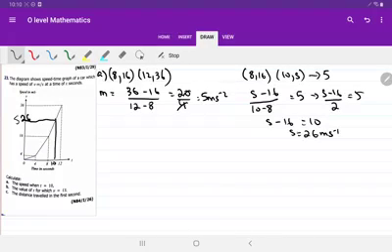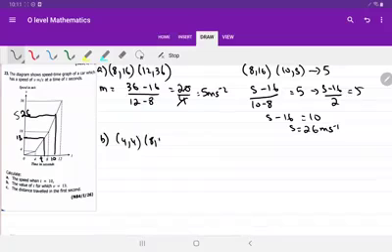Then the question says the value of t, for which v is 13. 13 is somewhere here. I need to find the t. So once again I will do the same process. I will first find the gradient during the second part of the journey, 4,4, 8,16.